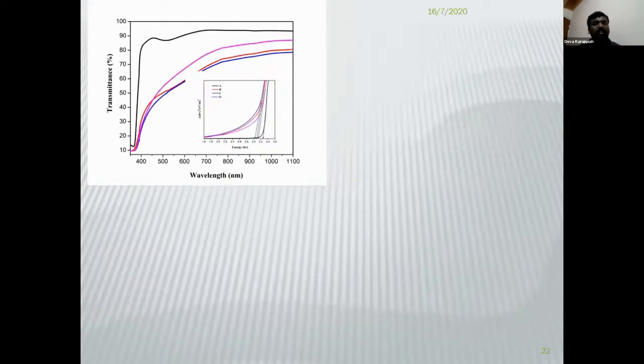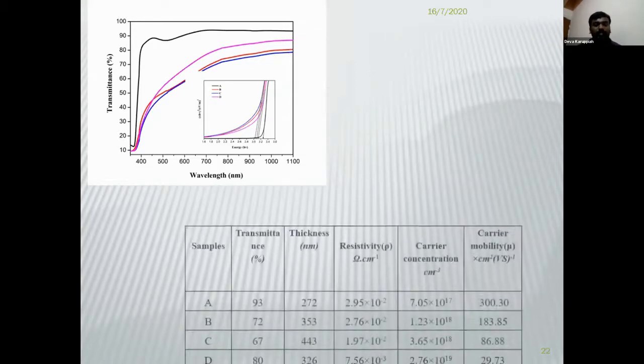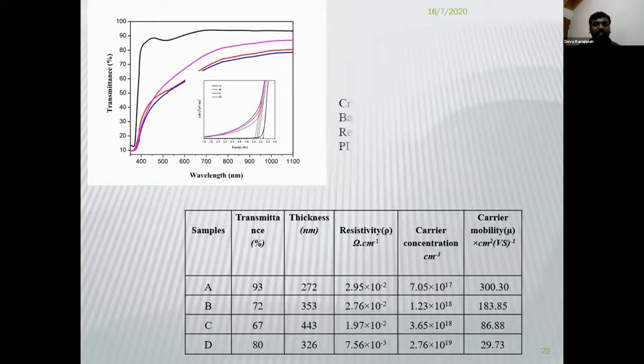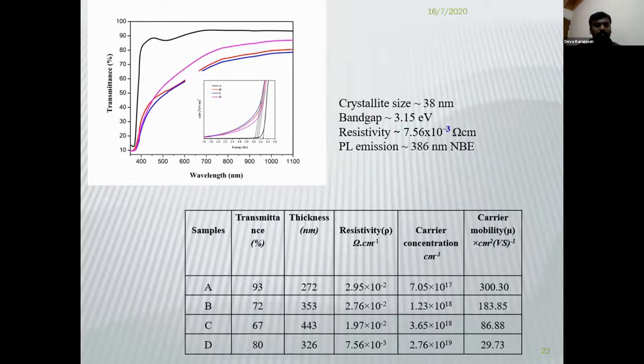So this is the transmittance. The average transmittance for the four thin films comes around 85%. The band gap is also the same, which implies the wide band gap of the ZnO material. So this is the electrical table. Here is the thickness of the material, which changed from 272 nanometer to 44.3 nanometer. So it confirms the thin film thickness is a bit low.